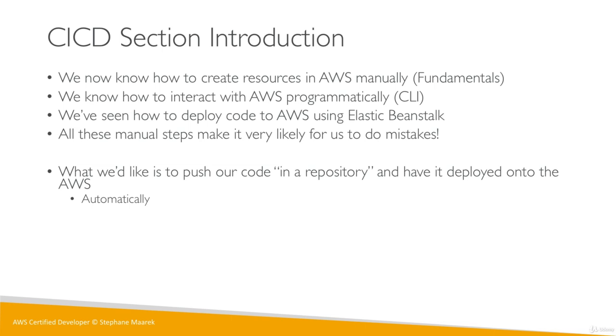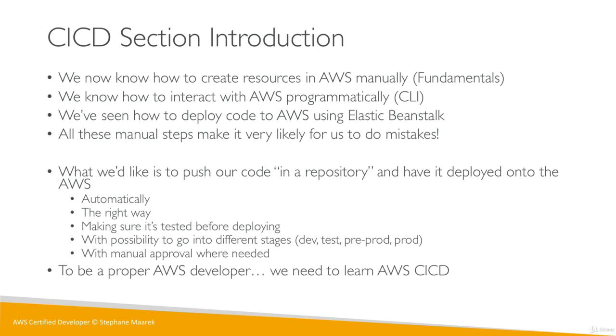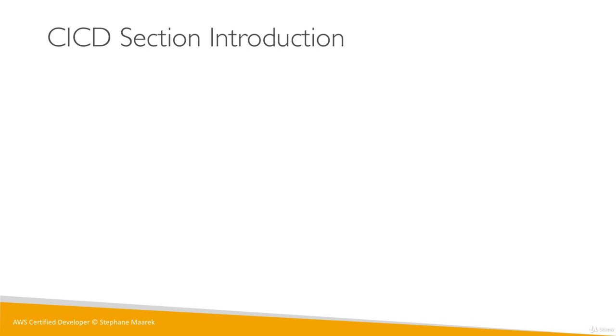So we want things to happen automatically, the right way, making sure your code is tested before it's deployed. We don't want to push bad code into production. And we want the possibility to try out different stages: dev, test, pre-prod, prod, or however many stages you may have, okay? And sometimes we may want to have manual approval where needed. For example, okay, there's a long testing happening, and before releasing to prod, we want our boss's approval. So to be a proper AWS developer, we're going to need AWS CI/CD.